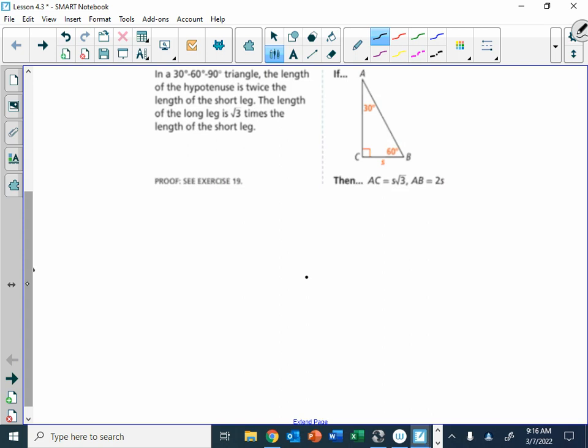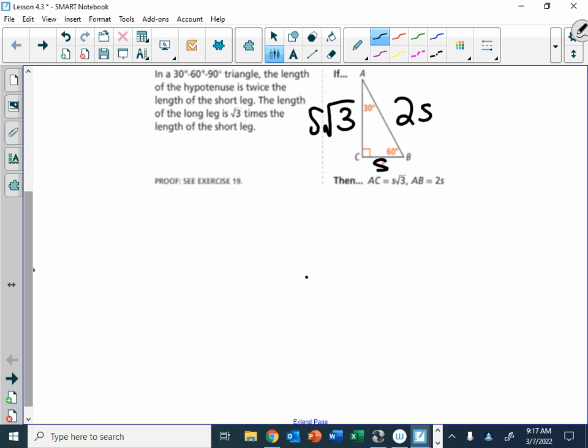That's the smallest side. It's across from the smallest angle. The side across from the 30 degrees is always S. The side across from the 60-degree angle, so your other leg, is S times the square root of 3. And then your hypotenuse is 2 times S, or 2S.